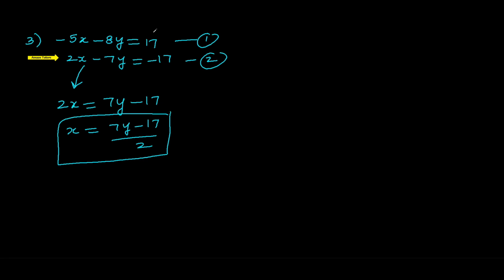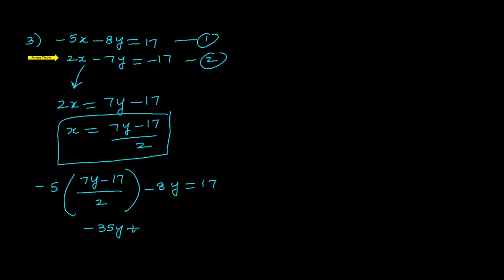Substitute this in equation 1 here. So let me continue. Negative 5 times x. So replace x with everything we just got, minus 8y is equal to 17. Now let's expand the brackets. Distribute negative 5. So negative 5 times 7y is negative 35y. Negative times negative is positive, 5 times 17 is 85.